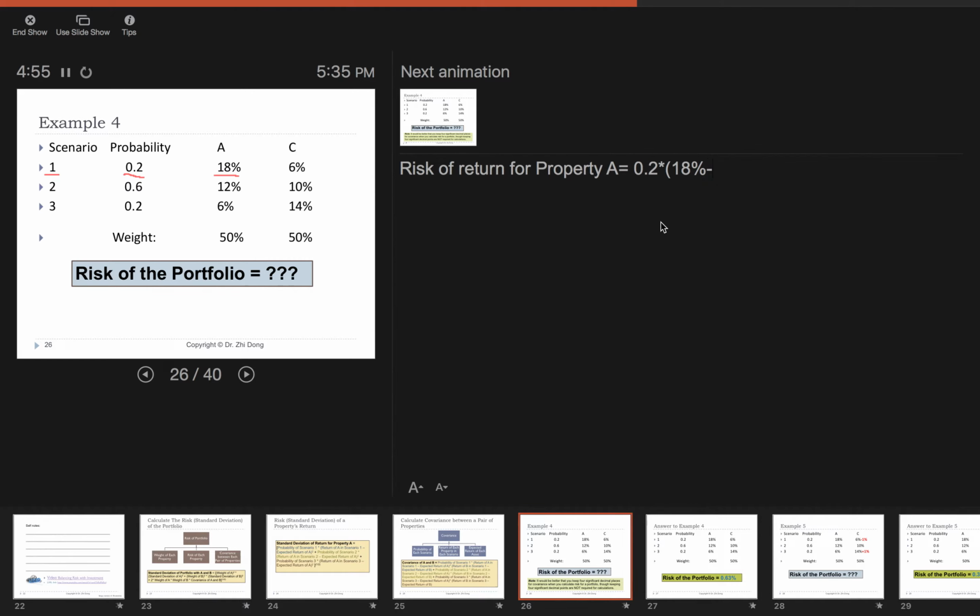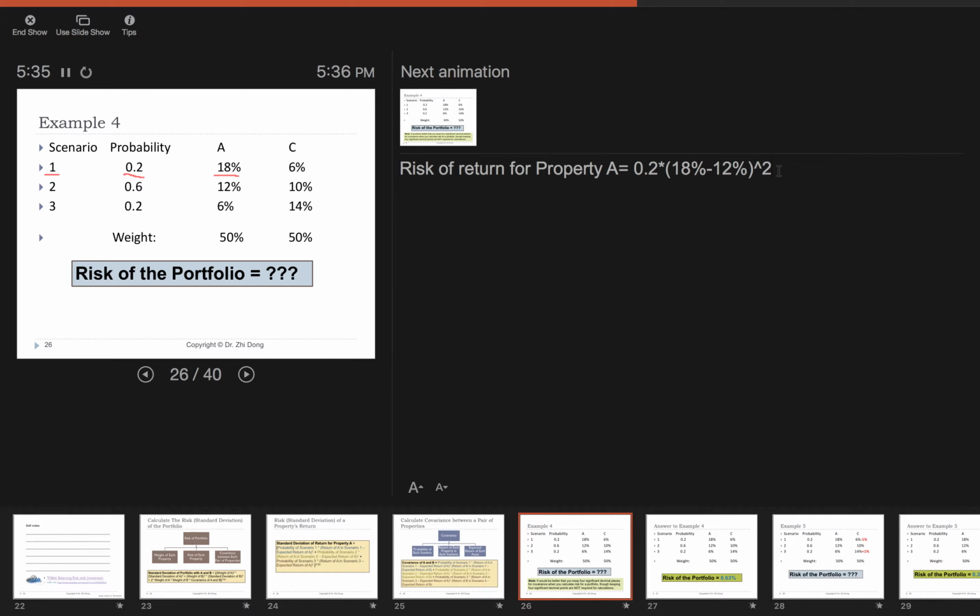So we have 18% minus 12%, and in the formula, we also raise this deviation to the power of 2. I use this sign to represent the power. So now we raise it to the power of 2. Then we have finished incorporating the information for the first market scenario.